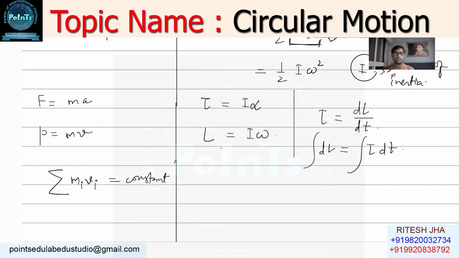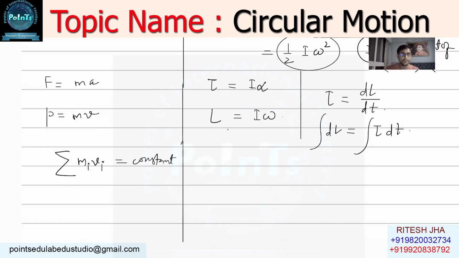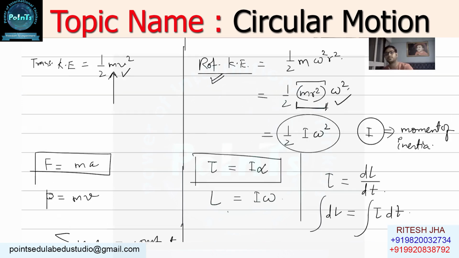So I hope you understood this particular thing, right? After that, we have F equals ma. Analogically, we get torque equals I alpha, because torque is what produces the angular acceleration. Similarly, we have momentum P equals mv, so similarly we have L equals I omega.